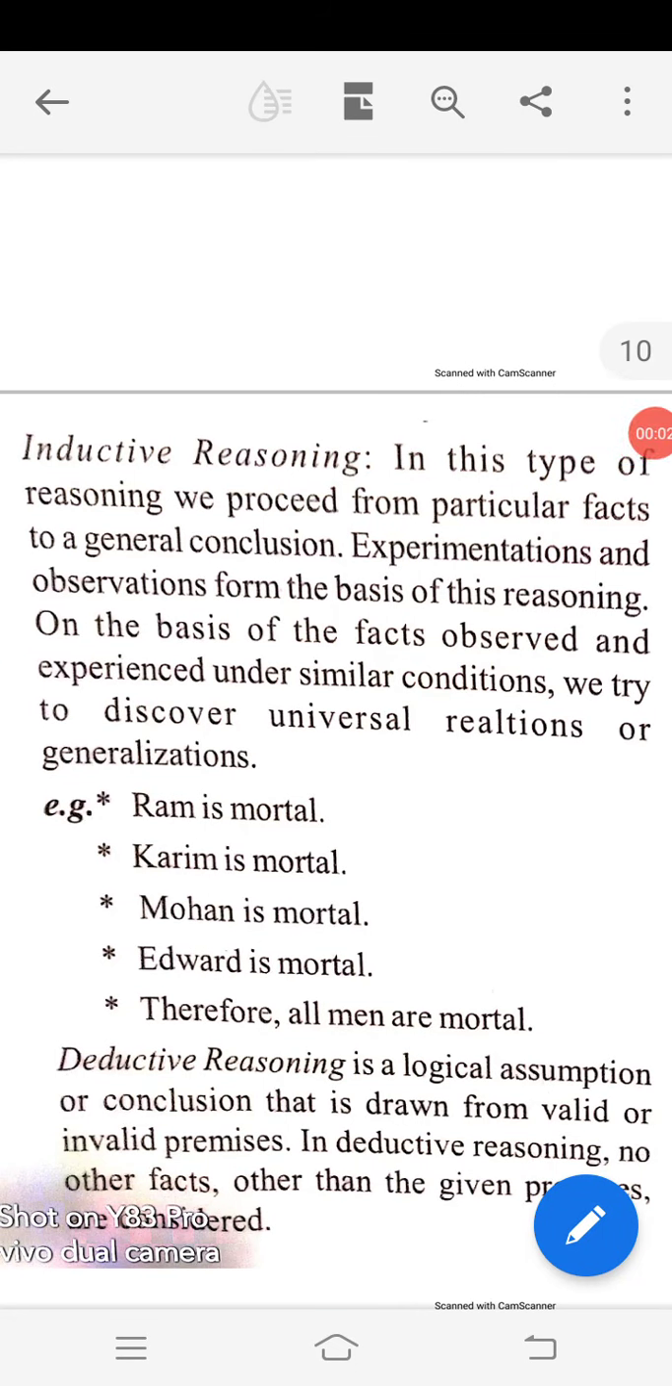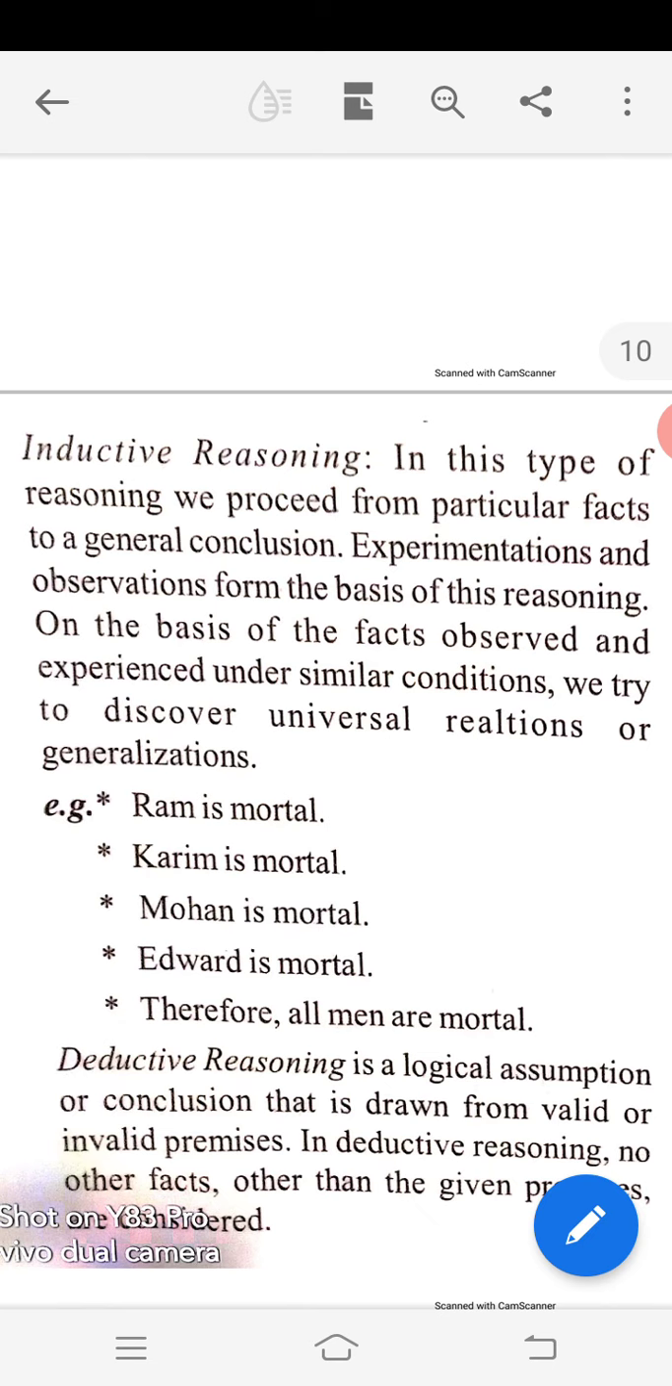Let us see inductive reasoning. In this type of reasoning, inductive reasoning proceeds from particular facts to a general conclusion. Inductive reasoning makes broad generalizations from specific observations. It is based on particular facts, and it is related to universal relations or generalizations.